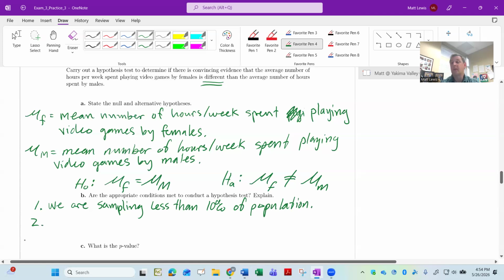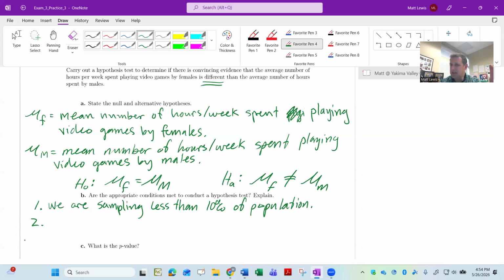And number two, numerical data. What's the other condition, right? It's not about successes and failures. That only applies to categorical data, right? This is about, is the population nearly normal?